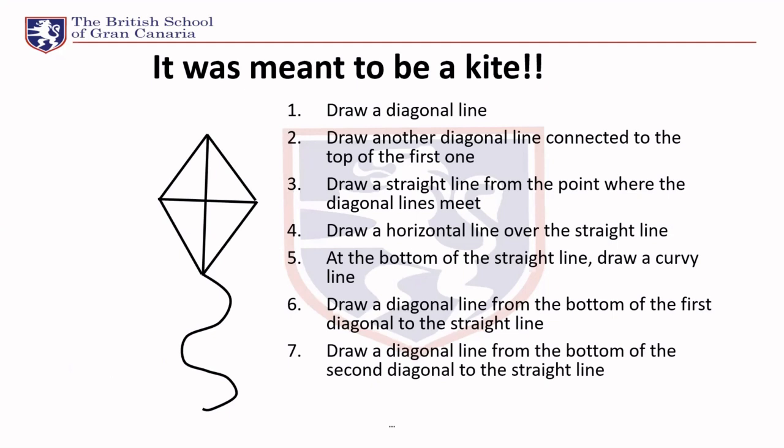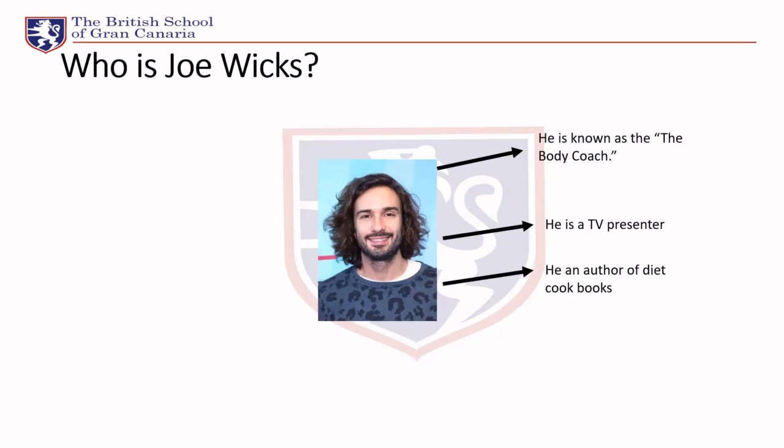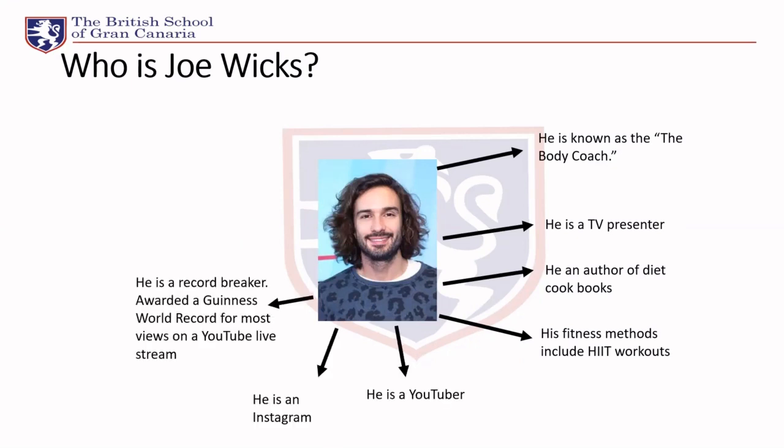Okay? Right. Now, another thing is, if we were to abstract a problem, so if you were to say to someone, who is Joe Wicks? Okay, who is Joe Wicks? Now, let's abstract that and put this into little tiny bits. Joe Wicks, he's known as the body coach. Joe Wicks is a TV presenter. He's an author of diet cookbooks. His fitness methods include HIIT workouts, which are high intensity interval training workouts. He's a YouTuber. He's an Instagrammer. He's a record breaker, okay?